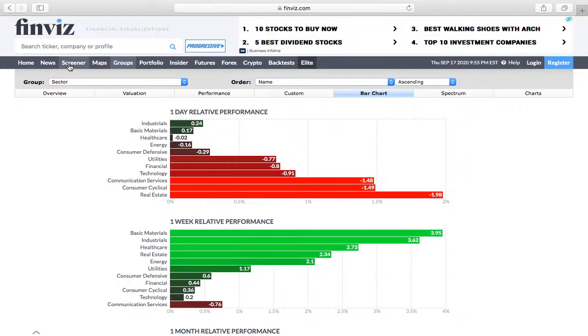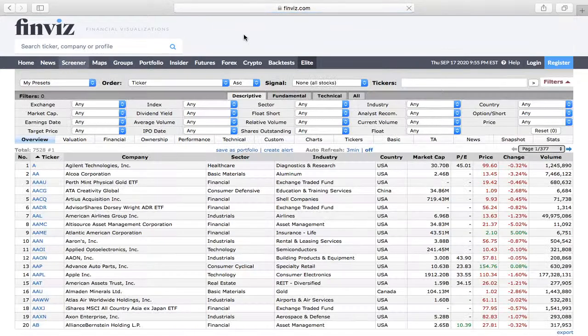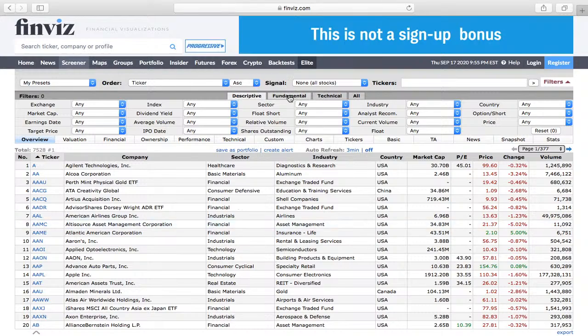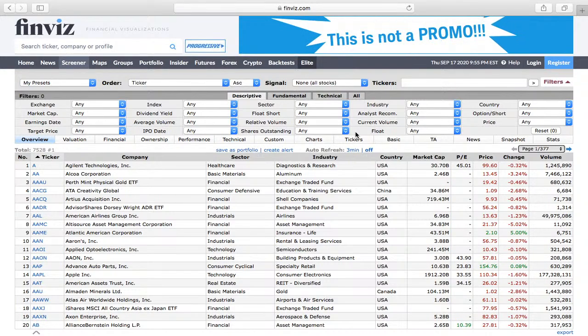So now let's go to the screener. This is the reason we're all here. So you have 3 different types of scans you can do. You have your descriptive, your fundamental, and your technical. Descriptive, first of all, means what kind of exchange it's in, what kind of sector it's in, what industry it's in. It's kind of like describing what the stock is.